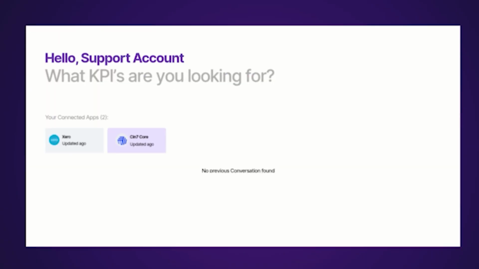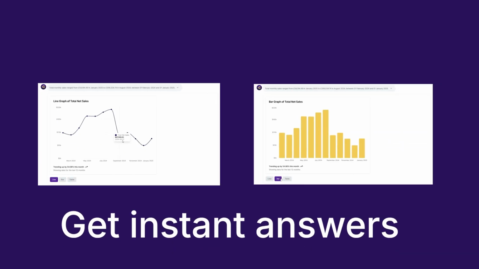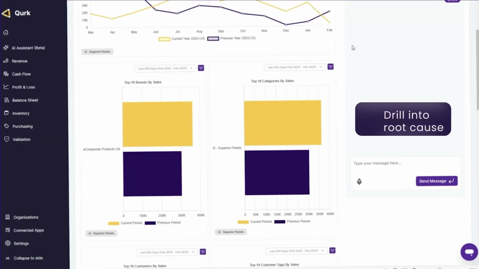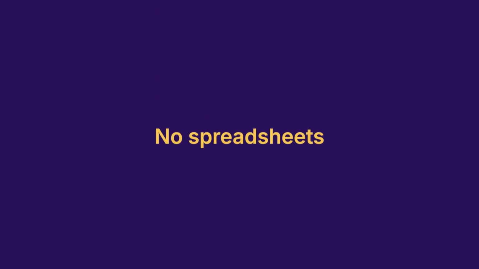But we go further than dashboards. Ask Qurk AI anything and get instant answers. Get notified on trends, low stock, or data gaps. Validate your numbers across apps and drill into the root cause without chasing spreadsheets.